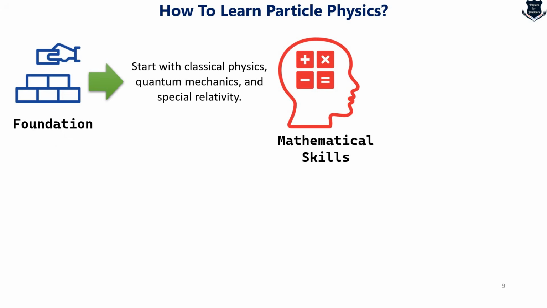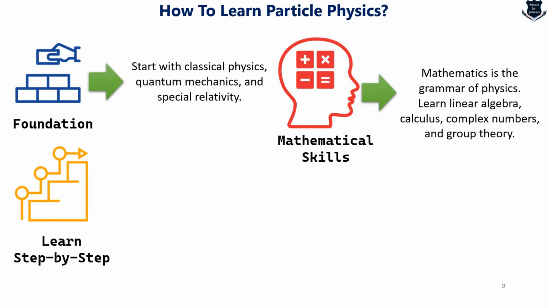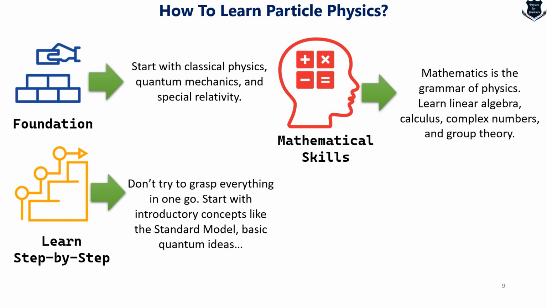The second thing, obviously, is your mathematical skills. Mathematics is the grammar of physics, so you need an understanding of linear algebra, calculus, complex numbers, and more, which I will discuss in today's video. These are not abstract mathematics, but tools that explain how particles and fields behave. Also, importantly, you have to take a step-by-step approach. Do not try to grasp everything in one go. I would recommend starting with introductory concepts like the Standard Model, basic quantum ideas, and symmetry, and then gradually moving towards quantum field theory, Feynman diagrams, and gauge theories.